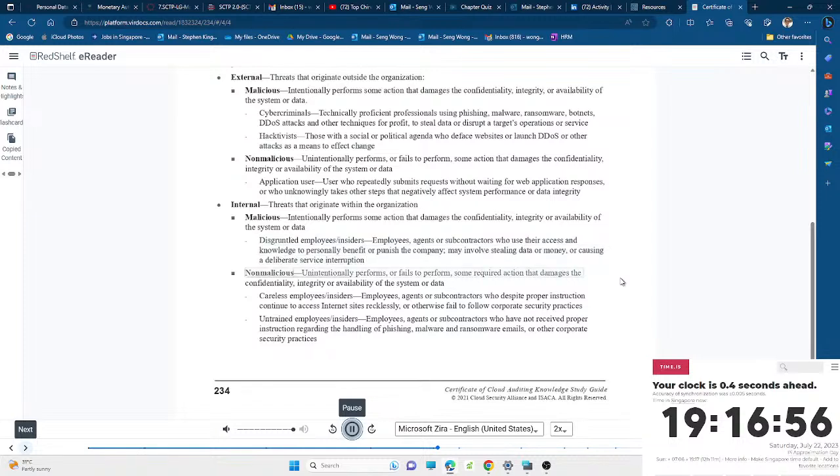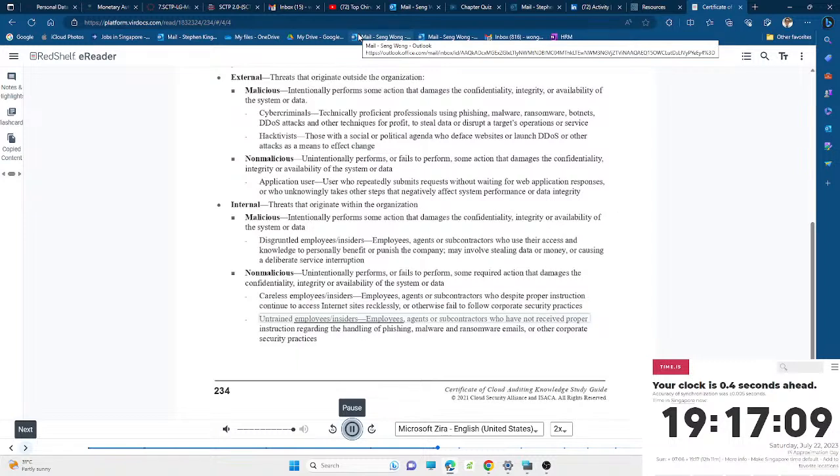Non-malicious: unintentionally performs, or fails to perform, some required action that damages the confidentiality, integrity, or availability of the system or data. Careless employees/insiders, employees, agents or subcontractors who, despite proper instruction, continue to access internet sites recklessly, or otherwise fail to follow corporate security practices. Untrained employees/insiders, employees, agents, or subcontractors who have not received proper instruction regarding the handling of phishing, malware and ransomware emails, or other corporate security practices.